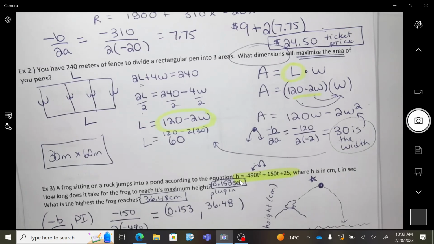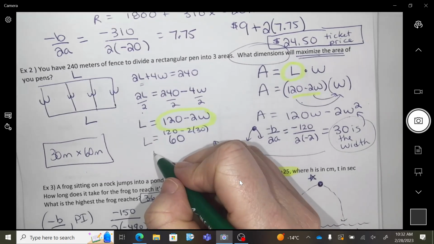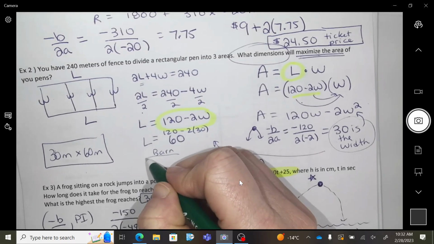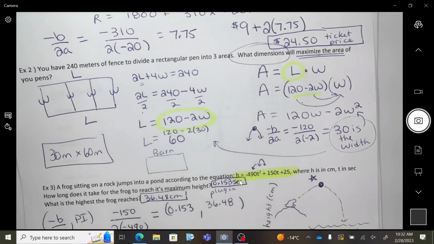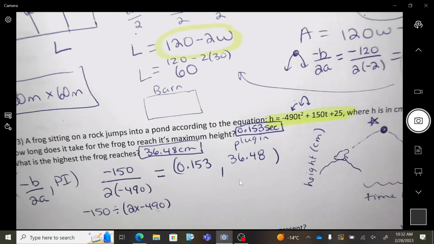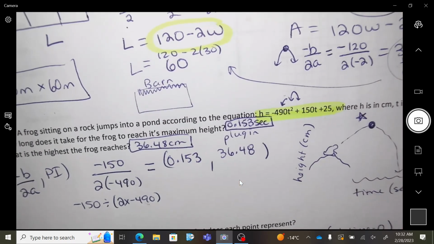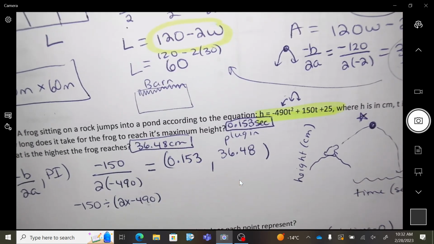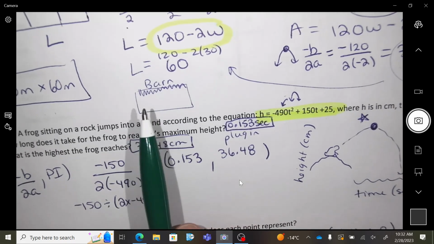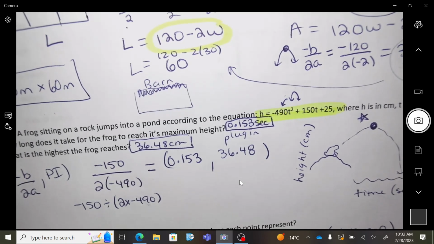Okay, that's the only ones you'll see, but on this question, what if I say that you build your pen along a barn? So if you build a rectangular pen and one of the sides is along a barn, you can assume that you don't need to put fence there, right? The barn is your fence line. Okay, so if you're going to build along a barn, there's going to be no fence on the one side. So you might run into something like that.